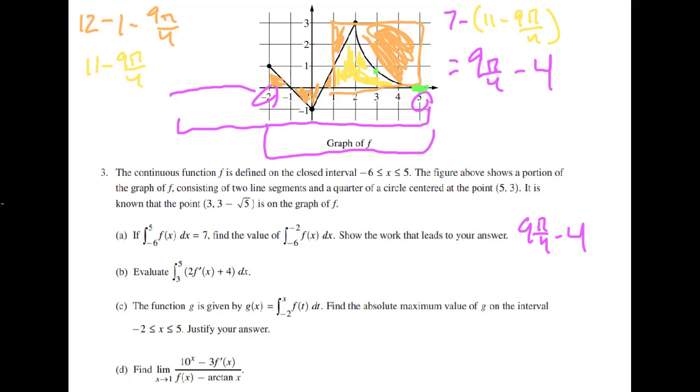Wrong. If we look back at our question, look at that. They gave us what f of 3 is equal to. It's 3 minus square root of 5. Always check your questions for the information they give you because it's usually there for a reason. So f of 3 is going to be equal to 3 minus the square root of 5.